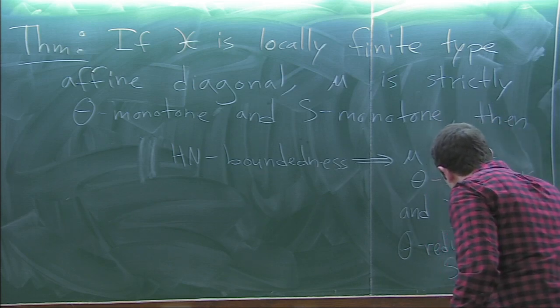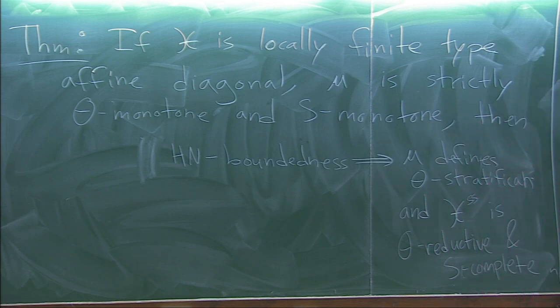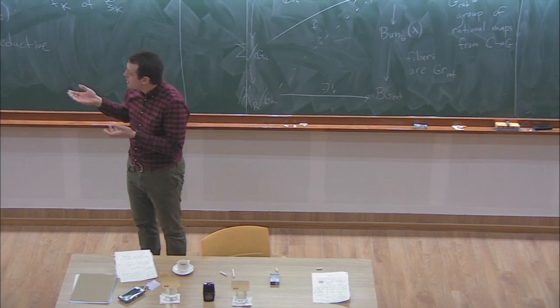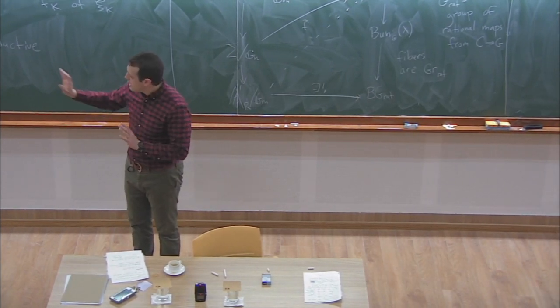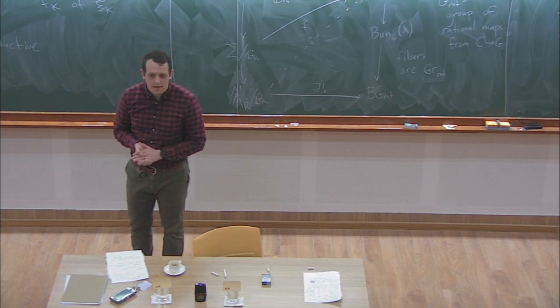So in particular, in characteristic zero, if you start with a numerical invariant that has these monotonicity properties, then all you have to do is check the HN boundedness, and you get a theta stratification or a weak theta stratification. I'm saying in characteristic zero, it's a theta stratification, and you get that the semi-stable locus is theta reductive and S complete. So in particular, if the semi-stable locus is also bounded, it has a good moduli space. So I would say that that's sort of the main theorem of the beyond GIT thing, the title of my talks. Okay, that's all I have to say. Thank you.